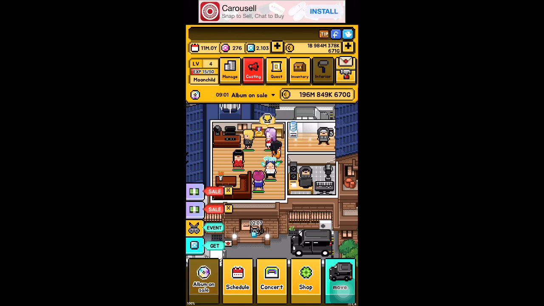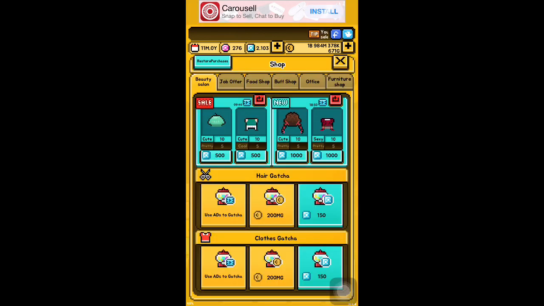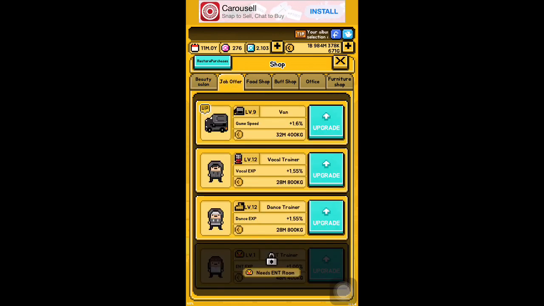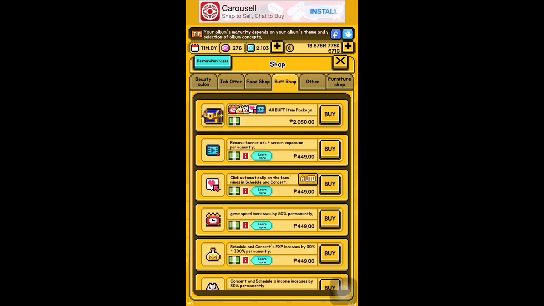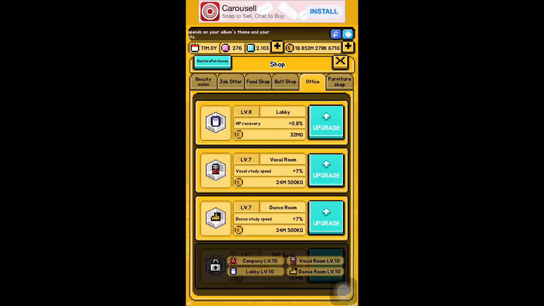And then one last thing is that to further upgrade your office or your trainers, you could go to shop, and then here you could see the job offer. You could upgrade your vocal trainer, your dance trainer, your van, your food shop. It gives you boosts to your idol members, and then the buff shop, you need to pay real money for this, so you could skip that. Then the office, you could upgrade your office and then make it really, really great for your members.